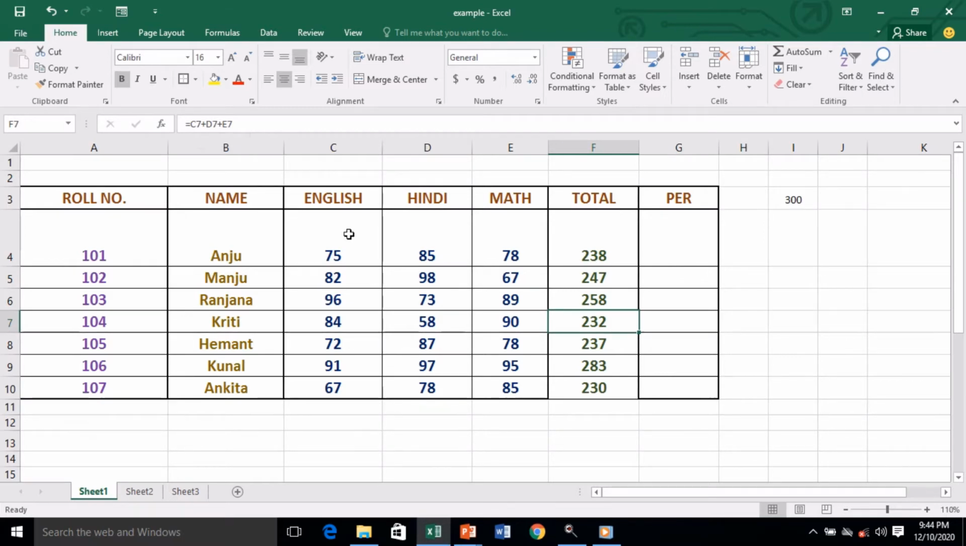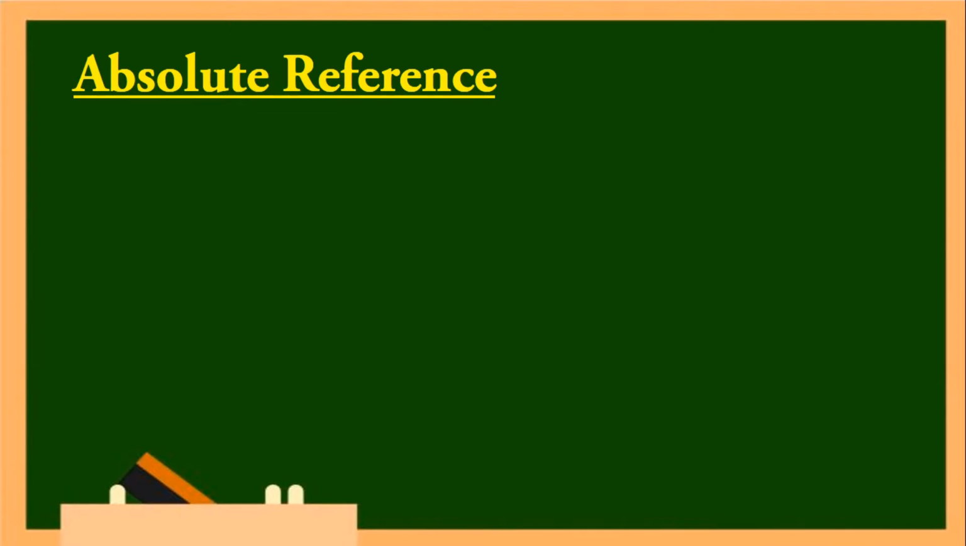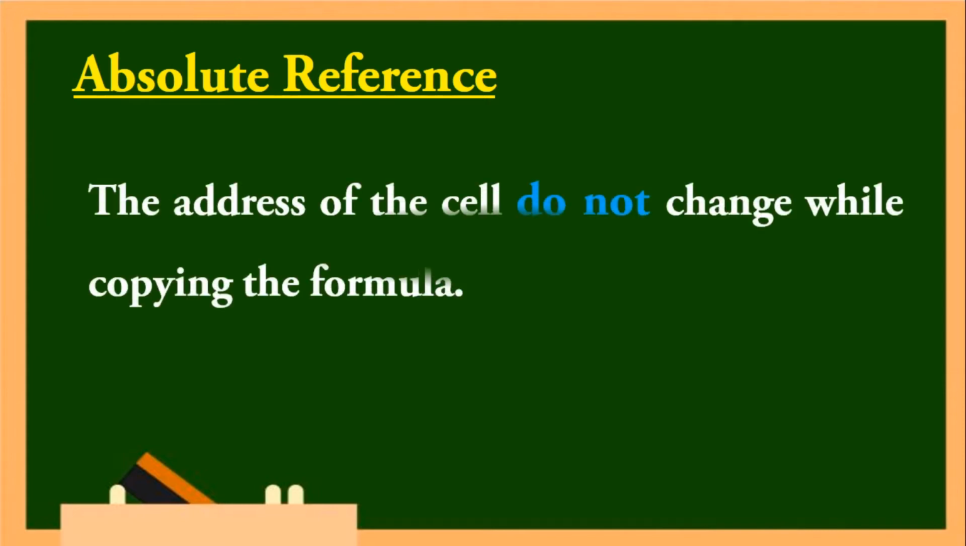Let's go for the next type now. The next type is absolute reference. We have just learned relative reference and now the second is absolute reference. The address of the cell does not change while copying the formula. In relative reference, the address of the cell changed when we copied the formula. In absolute it will not change. So let's understand with the help of an example here also.